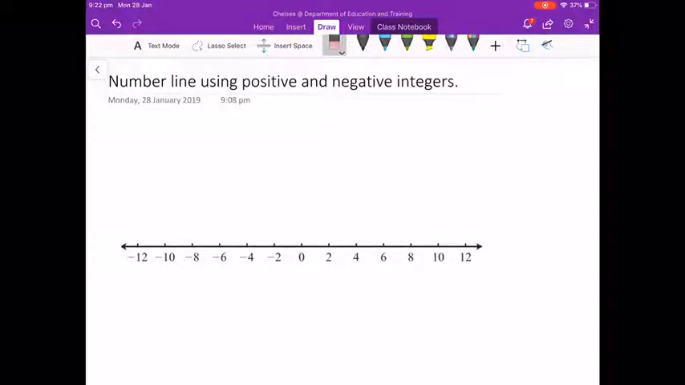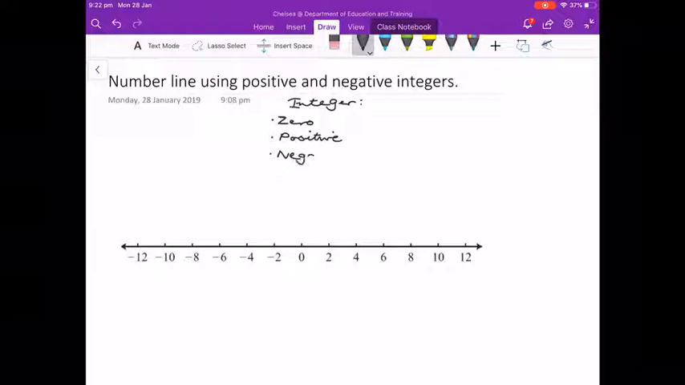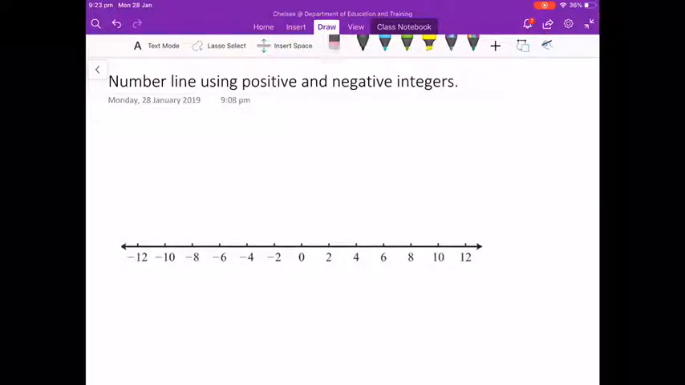Today we are going to use a number line with positive and negative integers. What is an integer? An integer can be three things. It can be 0, it can be a positive number, and it can also be a negative number. However, it has to be a whole number, and you can note below on the number line there are no decimals or fractions. Let's look at the number line below.